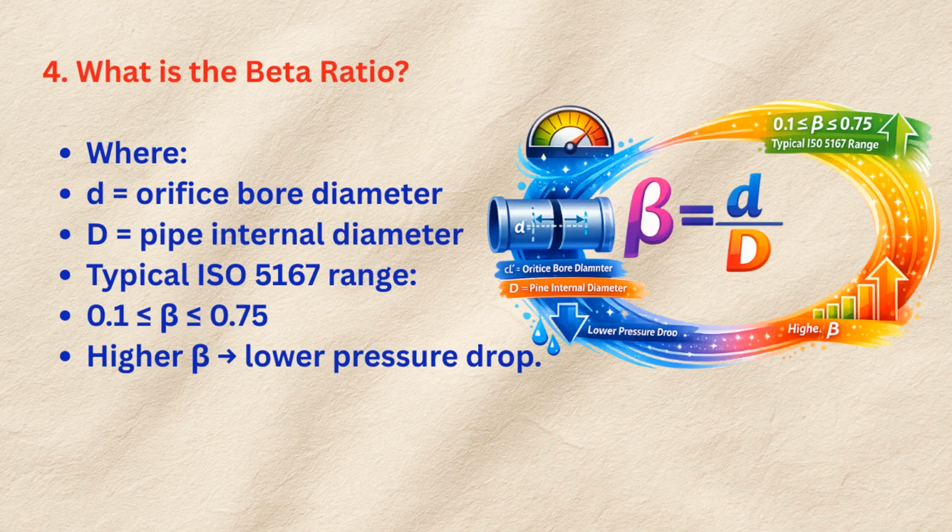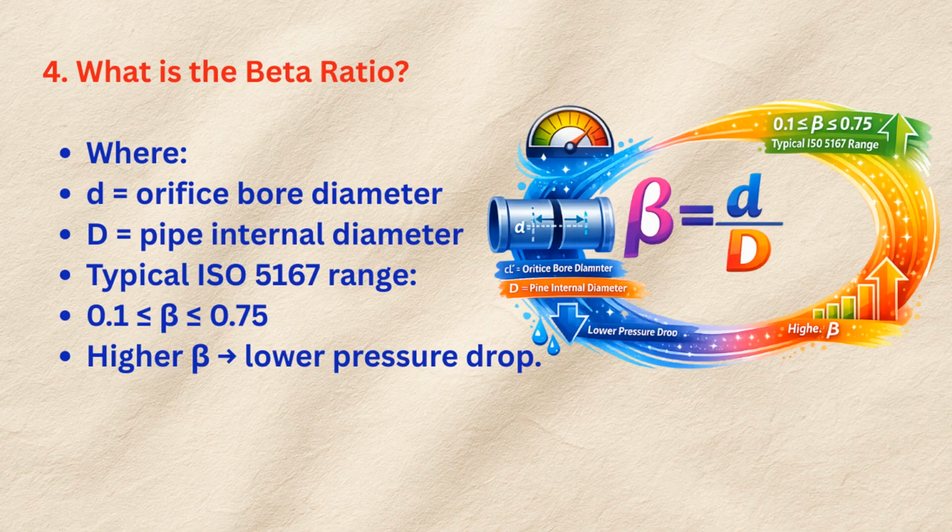What is the beta ratio? Beta equals d divided by D, where d is the orifice bore diameter and D is the pipe internal diameter. Typical ISO 5167 range: 0.1 less than or equal to beta, less than or equal to 0.75. Higher beta leads to lower pressure drop.